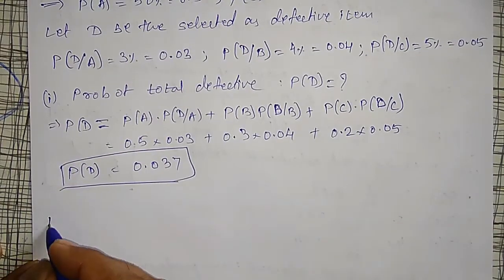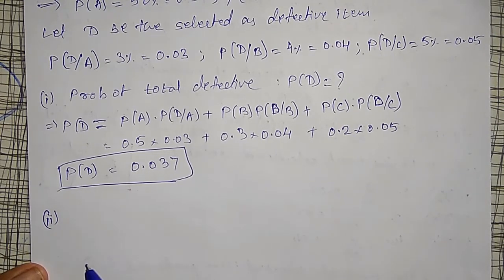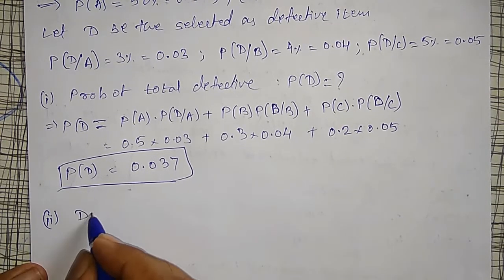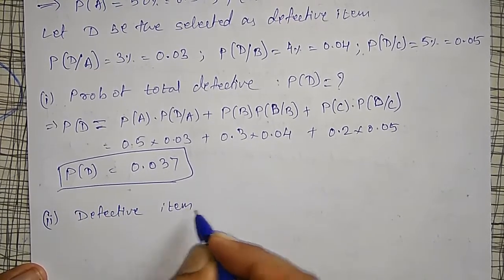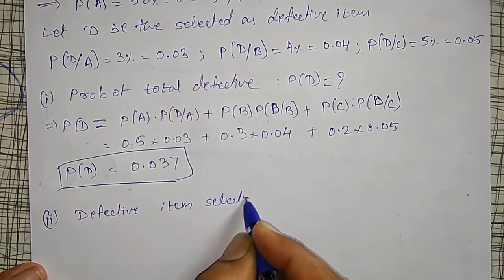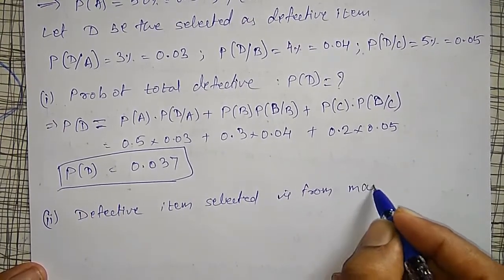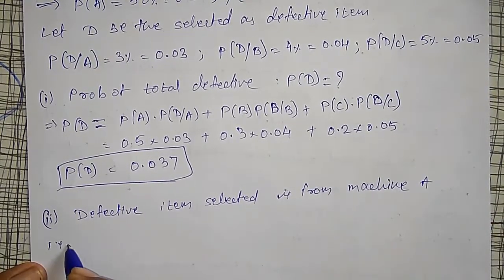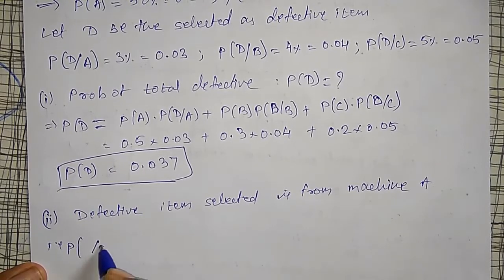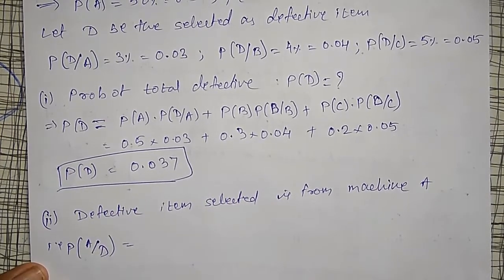Like that. Second part, I have to calculate the probability that the defective item selected is from machine A. That is, the probability that, given a defective item has been selected, it is from machine A: P(A given D) I have to find out.